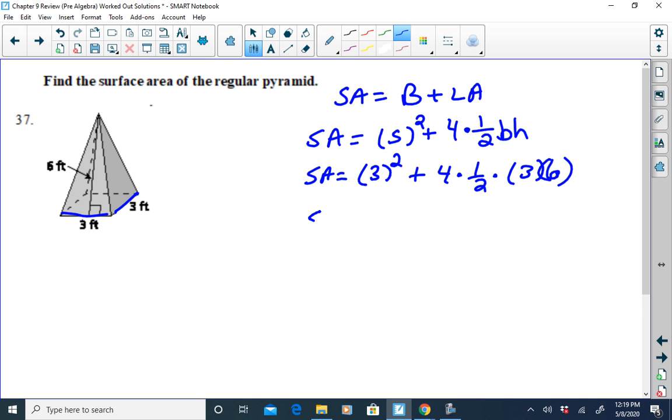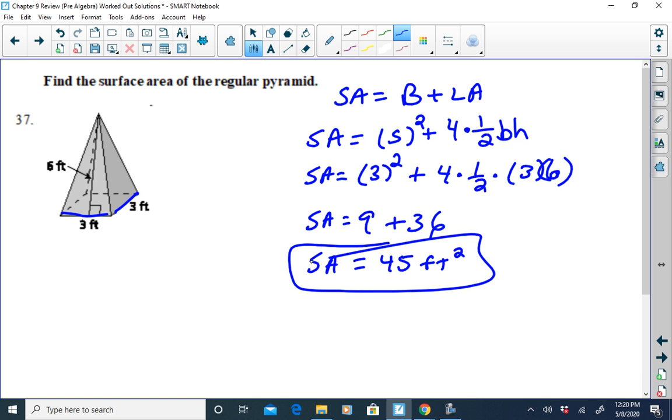All right. So the surface area is going to be 3 squared, which is 9, plus 4 times 1/2 is 2. 2 times 3 is 6. I'm sorry, 2 times 6 is 12, so that should be 36. So the surface area there should be 45, and these are square feet because we're talking about surface area for number 37.